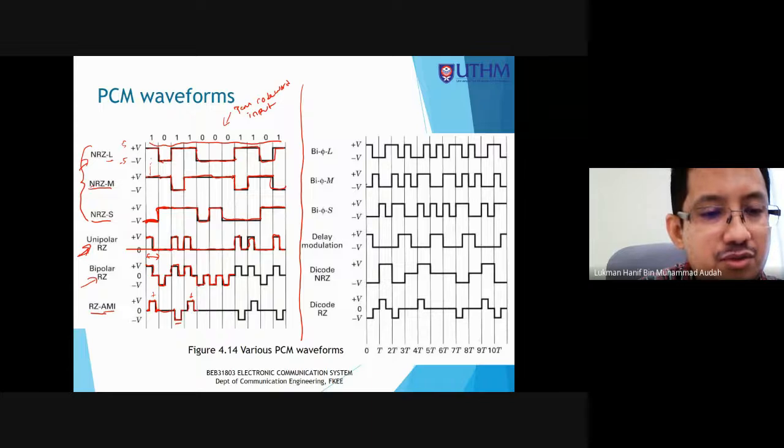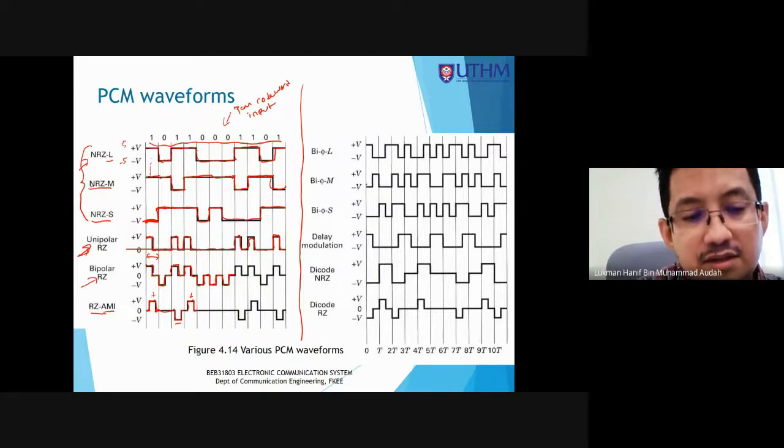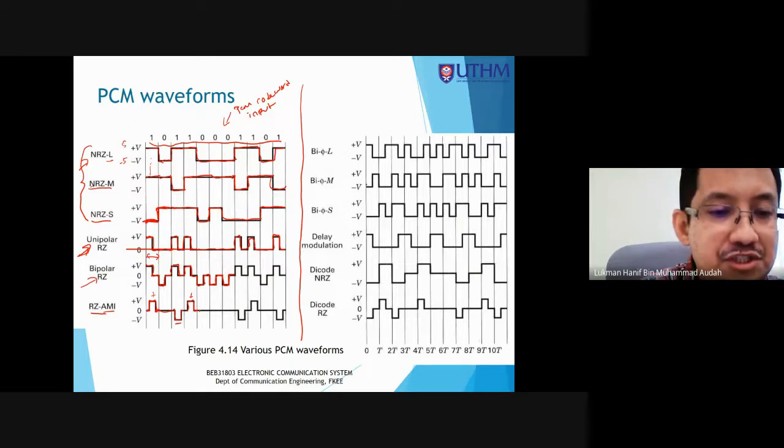And then return to 0. And then the next is input logic 0, logic 0, logic 0. So no change. Stay at 0 volt. And then input logic 1, alternate from the previous. So previous is positive, now is negative.